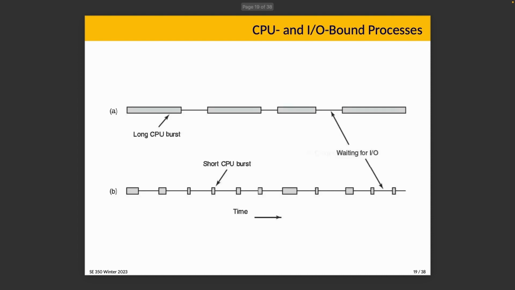So if you wanted a visual representation here in a diagram, then the gray boxes represent CPU bursts, and the black lines represent waiting for I/O. More or less, a CPU-bound program looks like A. There's a lot of CPU time with some I/O in between, whereas an I/O-bound program looks like B in the diagram, where the CPU time is pretty small, and a lot more of the time is going towards the I/O.